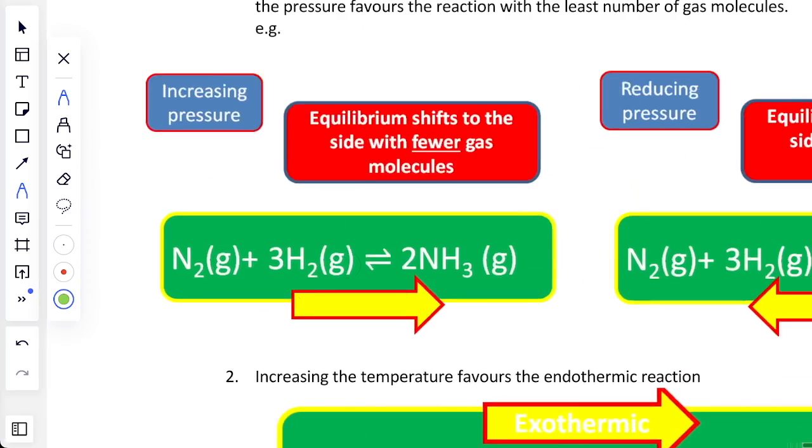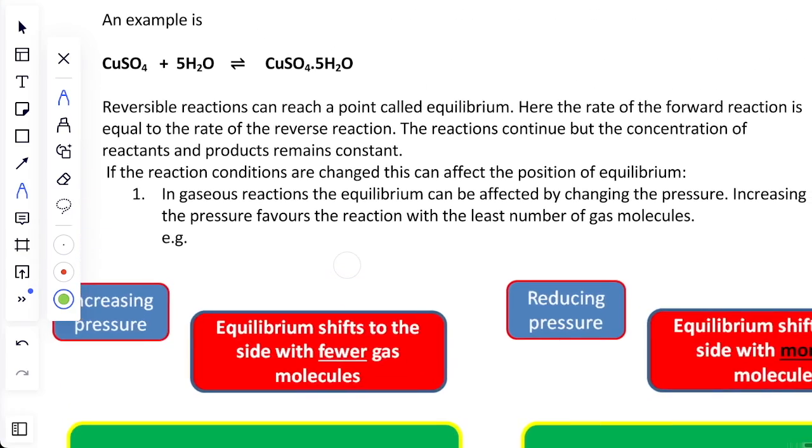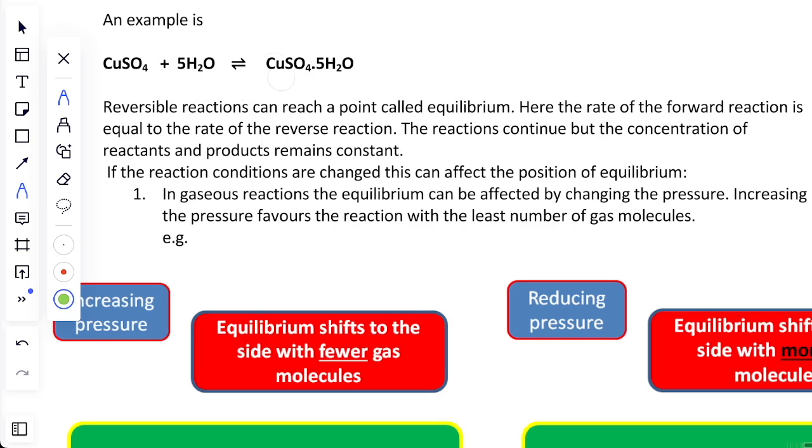An example of a reversible reaction is copper sulfate plus water, which gives us hydrated copper sulfate, and you can reverse this. We know the copper sulfate experiment with water. It's the same idea, where you can reverse them, from here to here and here to here. This sign again shows that it is reversible.